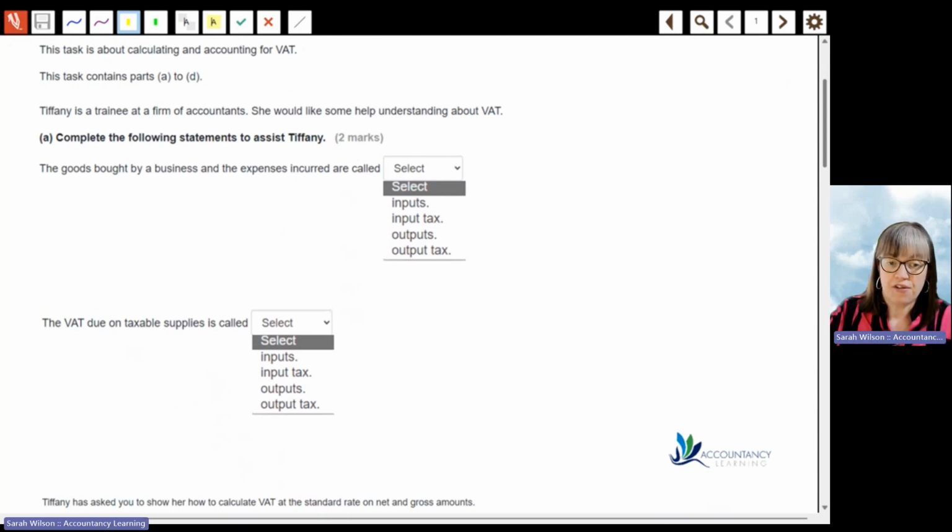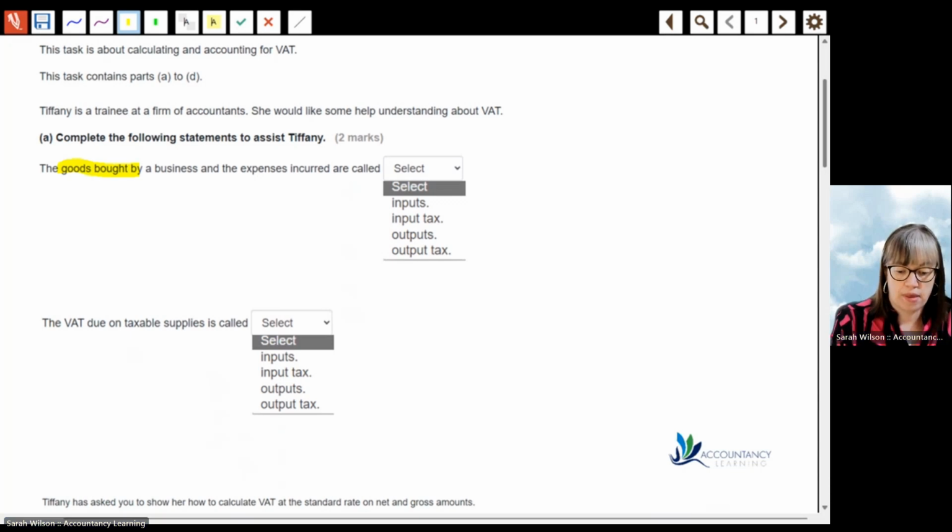Tiffany is a trainee at a firm of accountants and she would like some help understanding VAT. So part A then. Complete the following statements to assist Tiffany. The goods bought by a business and the expenses are called, and then we've got a little drop down here to choose our answer from. So we're talking about the goods that are bought by a business and what they're actually going to be called.